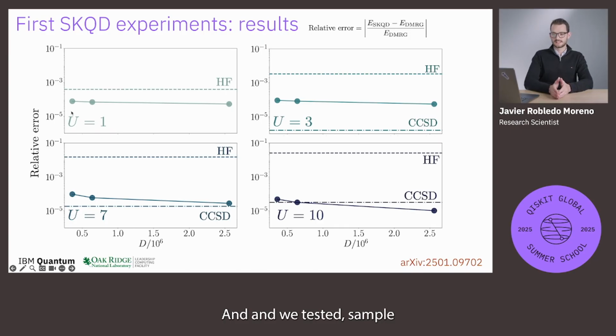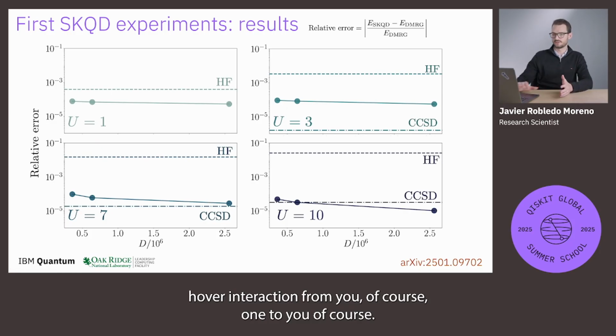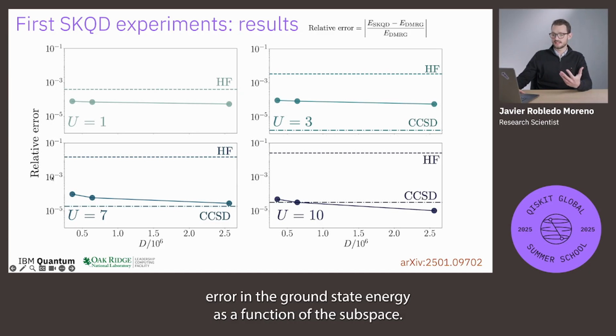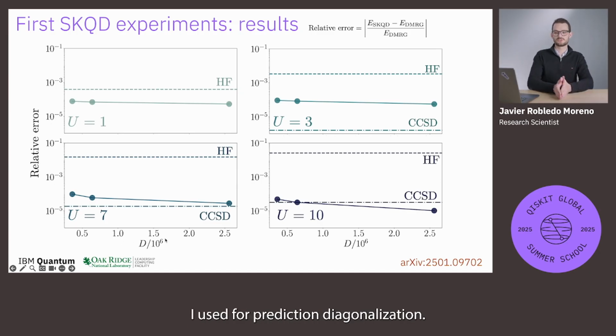And we tested sample-based Krylov quantum diagonalization for a number of values of the on-site Hubbard interaction from U equals 1 to U equals 10. And here we are showing the relative error in the ground state energy as a function of the subspace dimension used for projection and diagonalization.